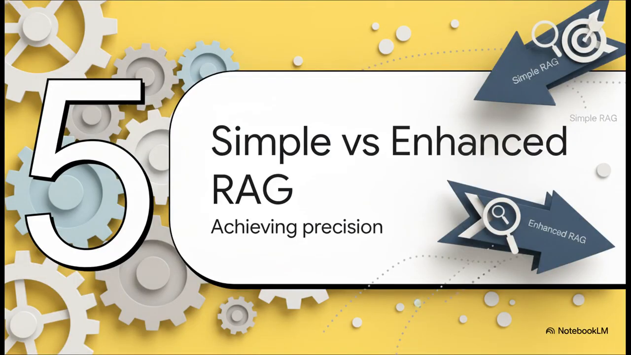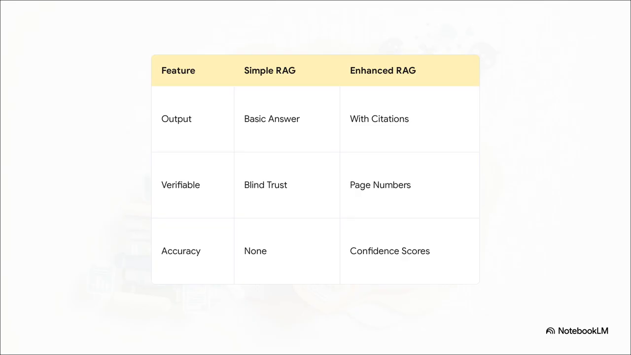And finally, part 5, simple versus enhanced RAG. When we look at the different types of RAG, there is a massive difference between a simple pipeline and an enhanced pipeline. Simple RAG gives you a basic answer based on the context, sure, but it really demands blind trust from the user. Enhanced RAG, on the other hand, is built for the real world. It is designed for surgically precise output. It provides hard source citations, so instead of blind trust, it gives you exact page numbers so you can actually verify the facts yourself. And instead of zero accuracy metrics, it utilizes math to give you confidence scores, proving exactly how strong the match actually is.